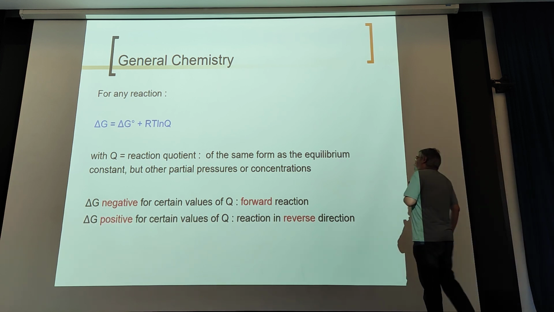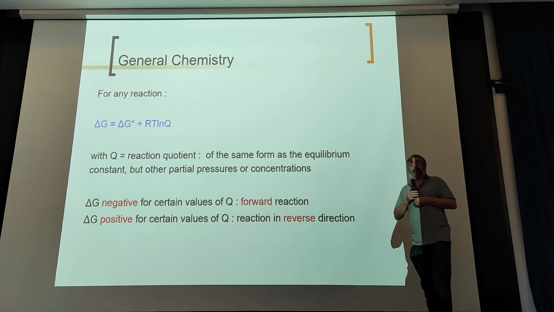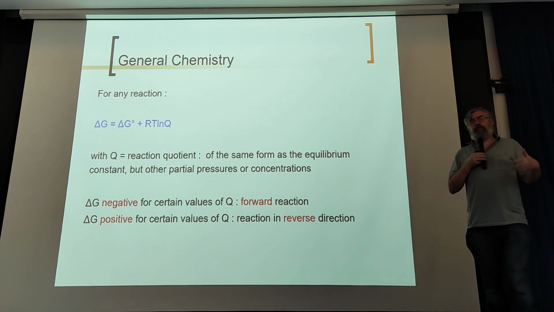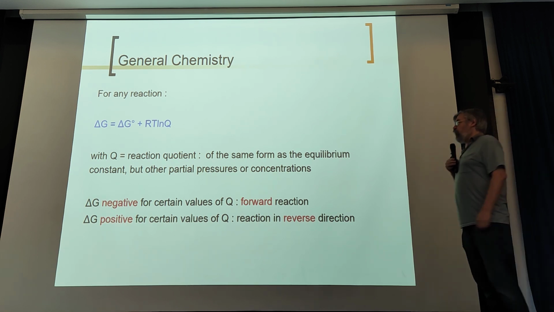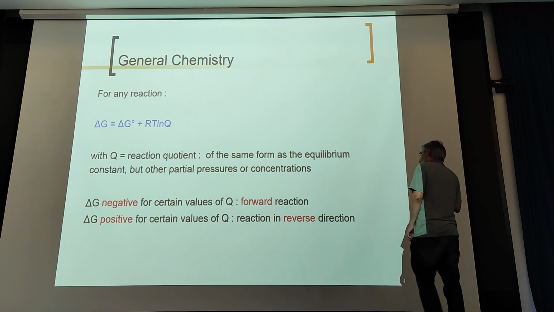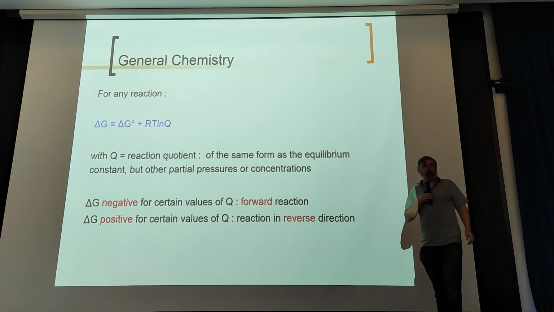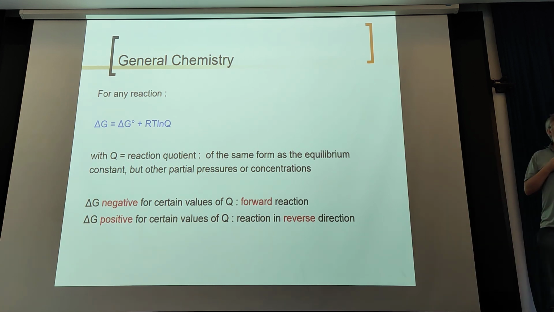So delta G might be positive or negative. Now we can show that if delta G is negative, as we know, it's a spontaneous reaction. That means the reaction is going forwards towards the product. If, on the other hand, delta G would be positive for certain values of Q, and these we can calculate based on the data that we get, then the reaction would go in the reverse order. That means it's actually going towards the reagents.